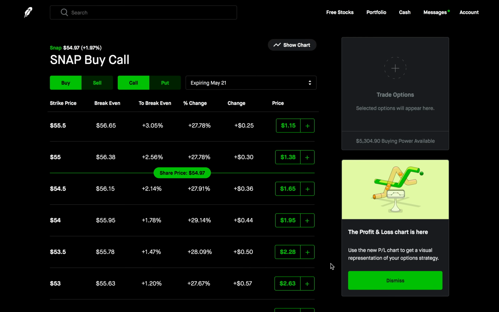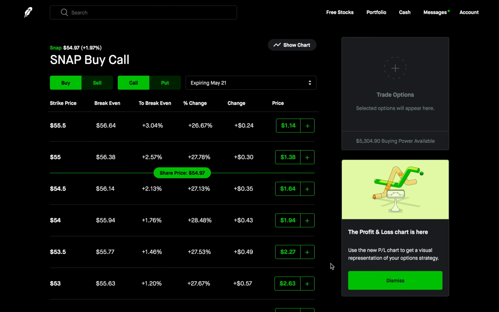So in other words, stocks with low volatility. And so again, I'm just using Snap as an example, completely random. I'm not sure if it's volatile or not, but that's what we're going to use here. So here's what the setup is going to look like. The first thing we need to do is determine what price we think this stock will be at on expiration date.